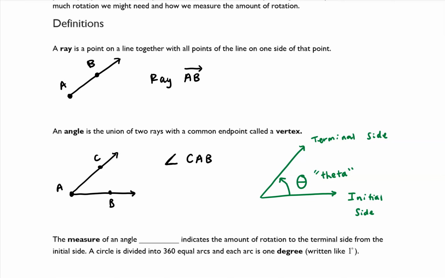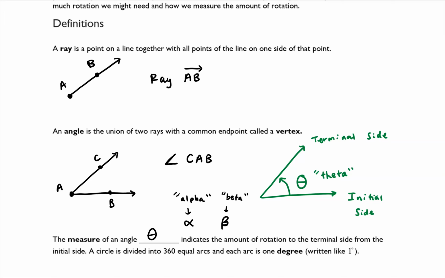So the next definition says the measure of an angle, and the blank that we want to fill in here, we can call it theta. There are a lot of different letters that you'll see used. Another Greek letter looks like a little fish. This is called alpha. And sometimes another one looks like a bee with a tail. This is called beta, which is another Greek letter, but I'll use theta for this definition. So the measure of an angle theta indicates the amount of rotation to the terminal side from the initial side.